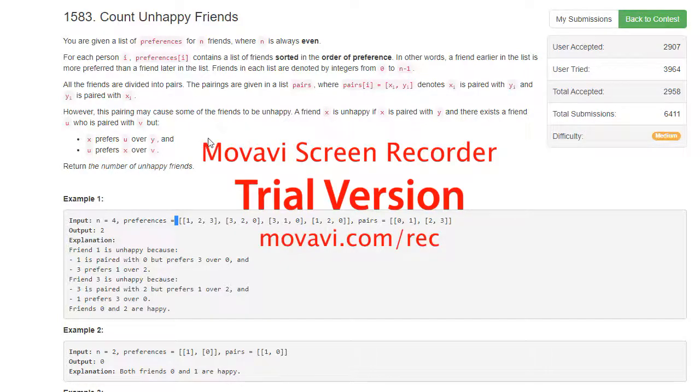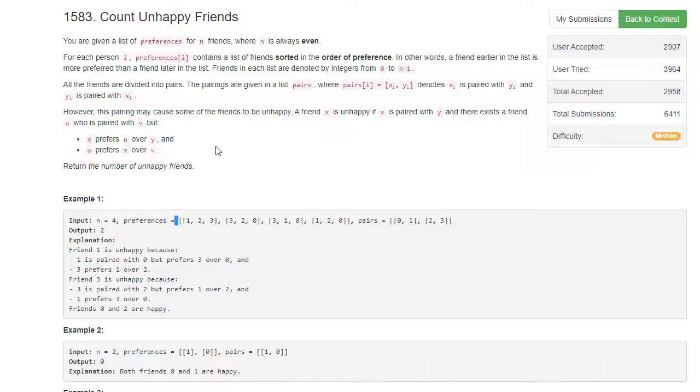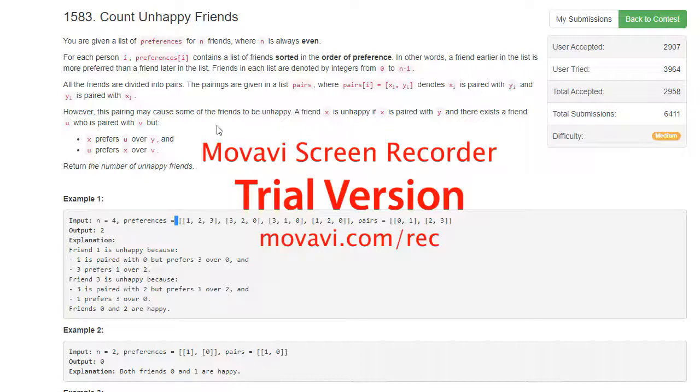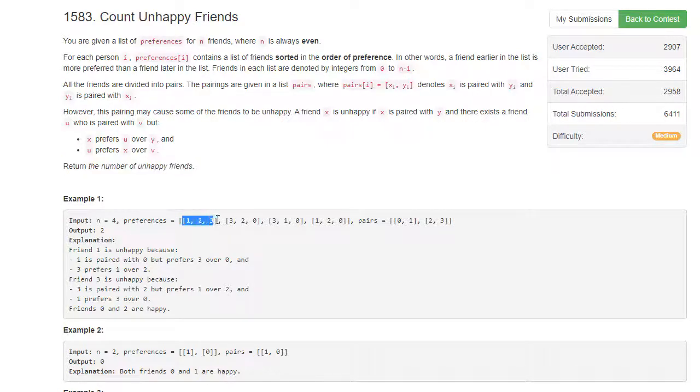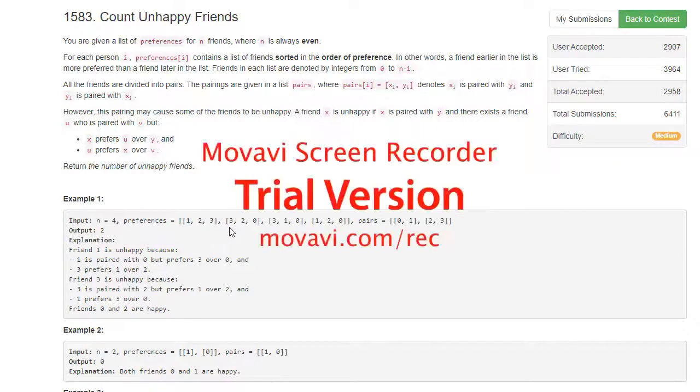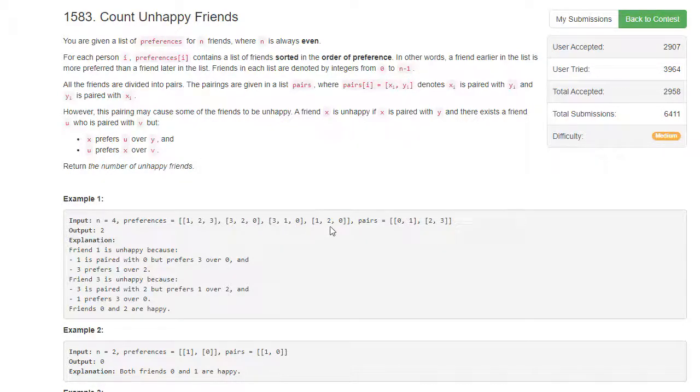The goal of this question is to find unhappy people that are paired. People are paired, and they might be unhappy. What defines if they are unhappy or not is how they are paired according to their preferences. So if you see here, person 0 has as preferences first 1, second 2, third 3. Then person 1 has these preferences, where the highest is the lowest index. So these are their preferences. However, they can be paired in a totally different way that can make them feel unhappy.